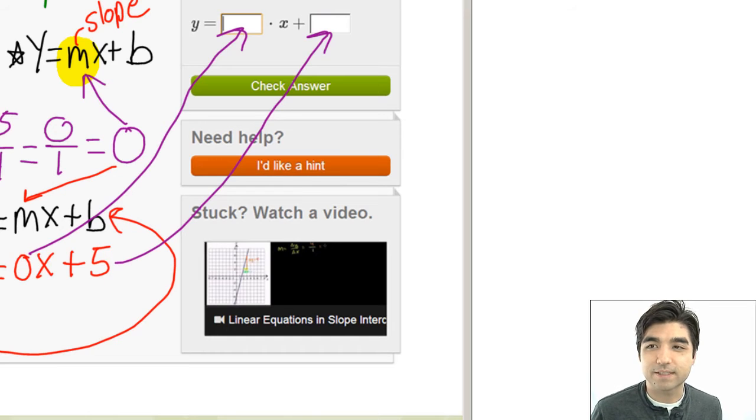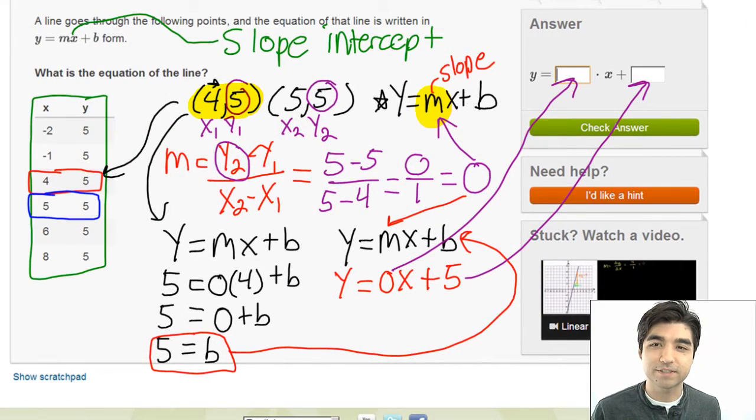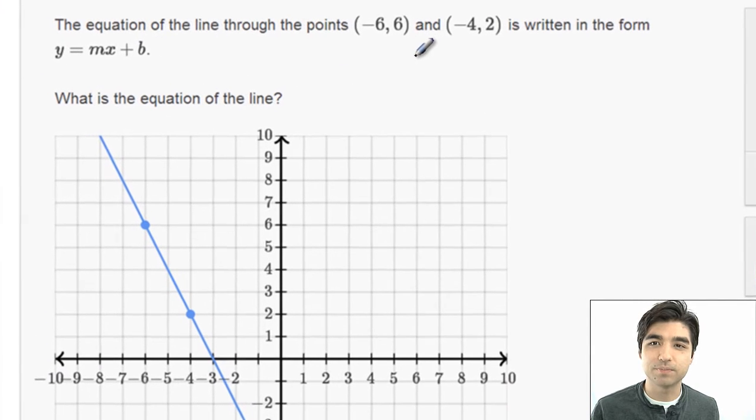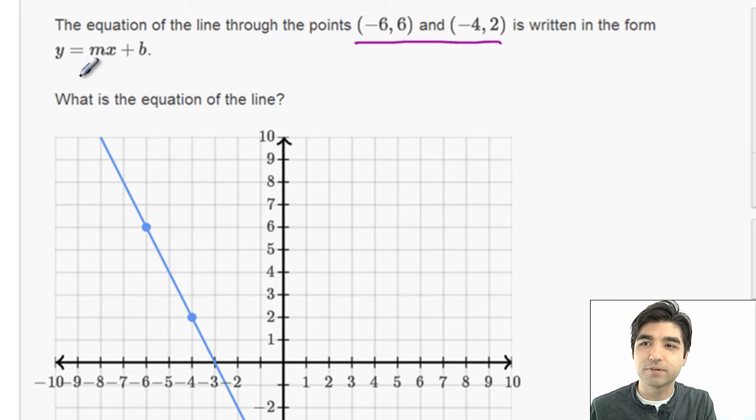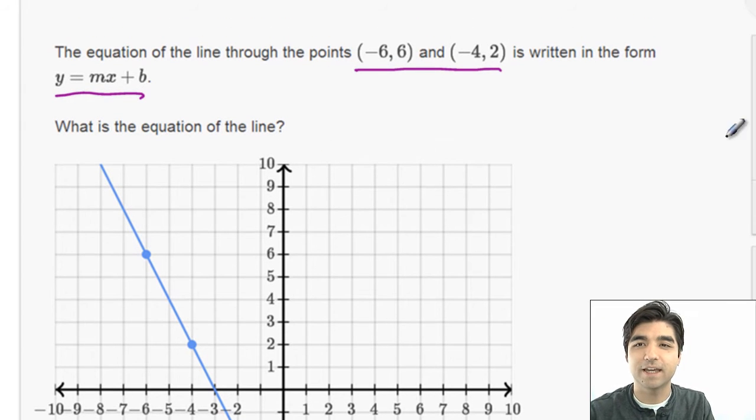Another type of problem you're going to experience on this same exercise is they're going to give you 2 points here. They're going to say these points go through the equation y equals mx plus b. Find the equation that goes through these 2 points. So again, instead of giving you a table, they just give you 2 points, and this actually makes it a little bit easier. First thing I would do is label these points x1, y1, and x2, y2.